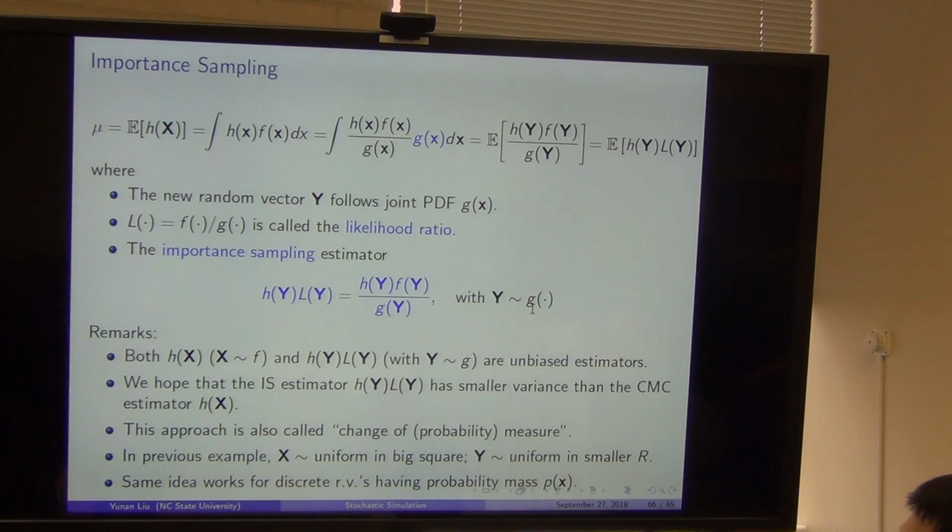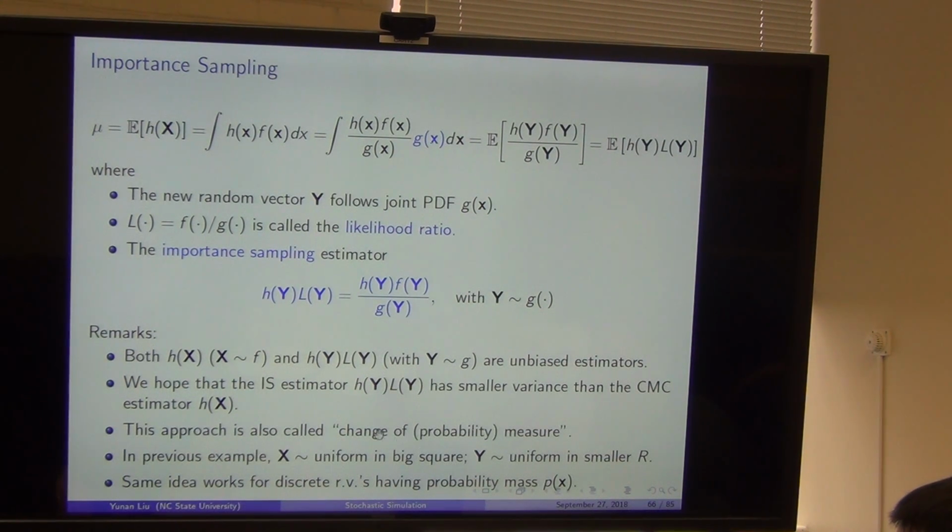Remarks. Both h(X) and h(Y)L(Y) are unbiased estimators, because they have the same expectation. We're going through this trouble because we hope that this importance sampling estimator, the ISE, has a smaller variance than the crude Monte Carlo estimator, the CMC. We hope that we can do better. Otherwise, why would we go through this trouble?